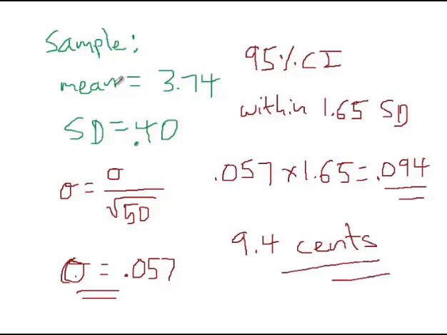You just had to add, obviously, the number of cents to the mean over here. And so the highest it can go, if we looked at it that way, within the 95% range, the highest end of the range, since we're looking for the highest possible, is $3.74 plus 9.4 cents, which is $3.834.